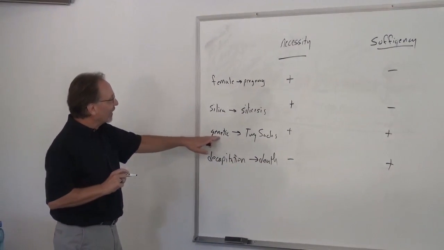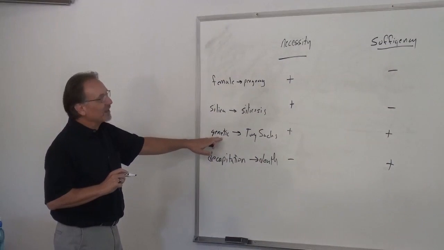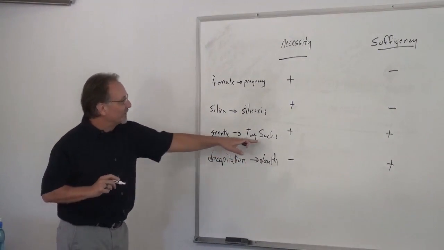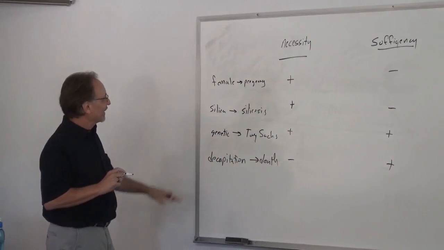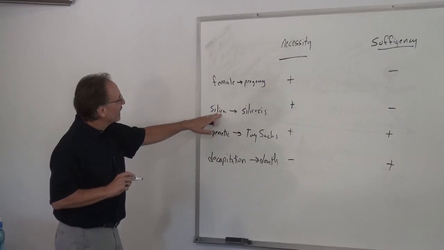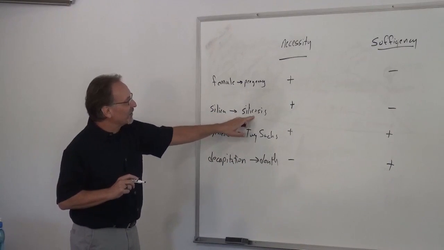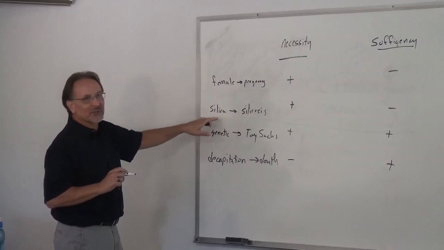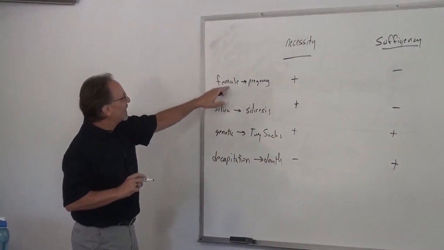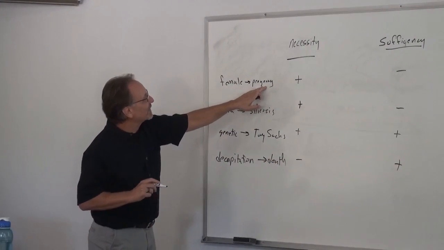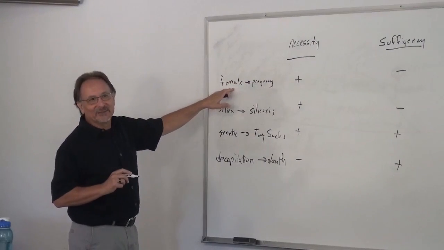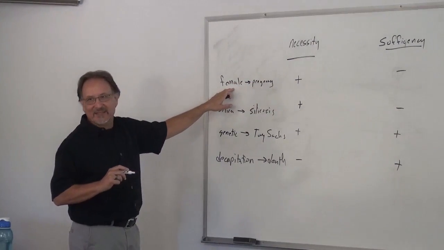I do, however, have to have the genetic makeup to have Tay-Sachs, and I always develop Tay-Sachs when I have the genetic attribute. I have to have silica to develop silicosis, but I don't always get silicosis from silica, so therefore it's not sufficient. And I have to be female to become pregnant, but pregnancy is not an inevitable outcome of being female. Okay, does that make sense so far?